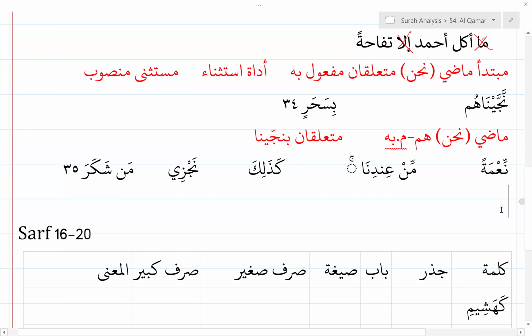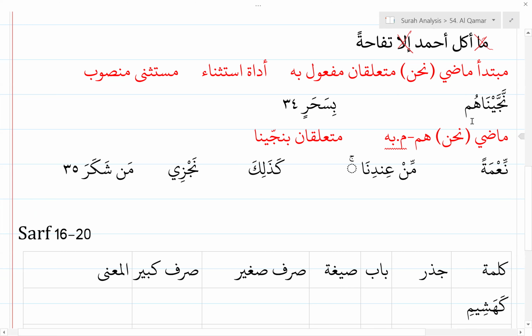Ni'mah is maf'ul bihi, sister. Good thinking, because it's nasab, so it has to be a maf'ul of some kind, probably, or something nasab. So that's a good way of looking at it. But then najjaynahum bi sahar, it will be the maf'ul bihi of what? That's the question.